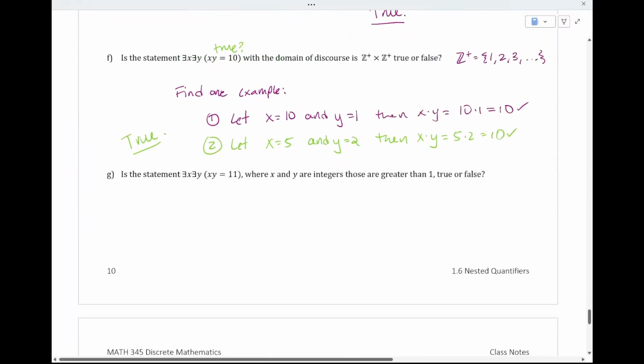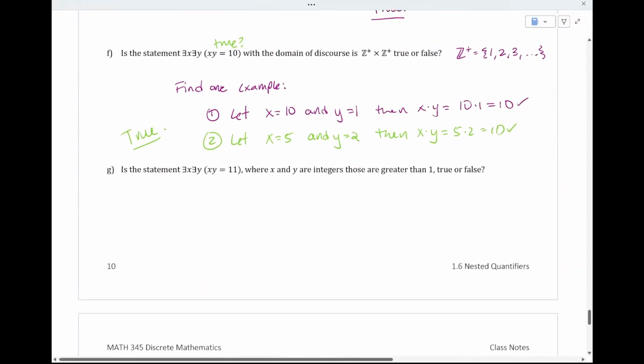Okay, next up is 3G. Is the statement there exists an x and there exists a y such that x times y is equal to 11, where x and y are integers that are greater than 1, true or false?